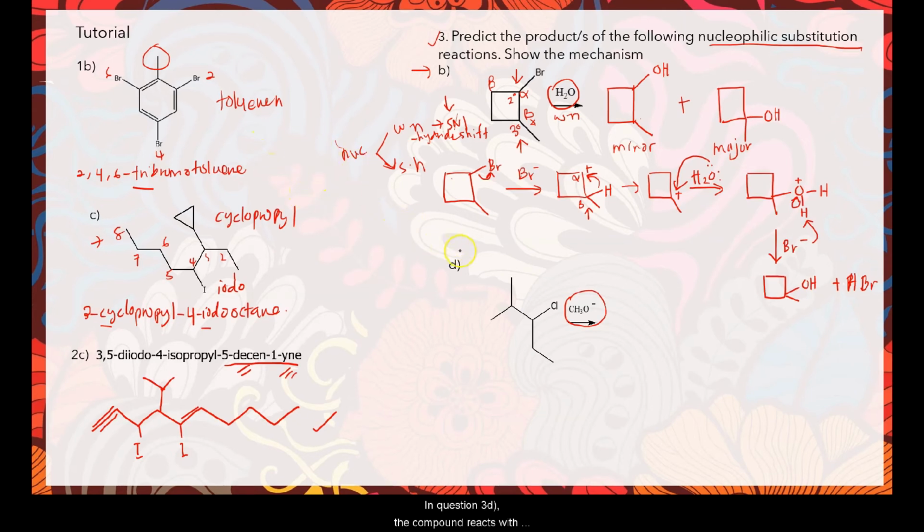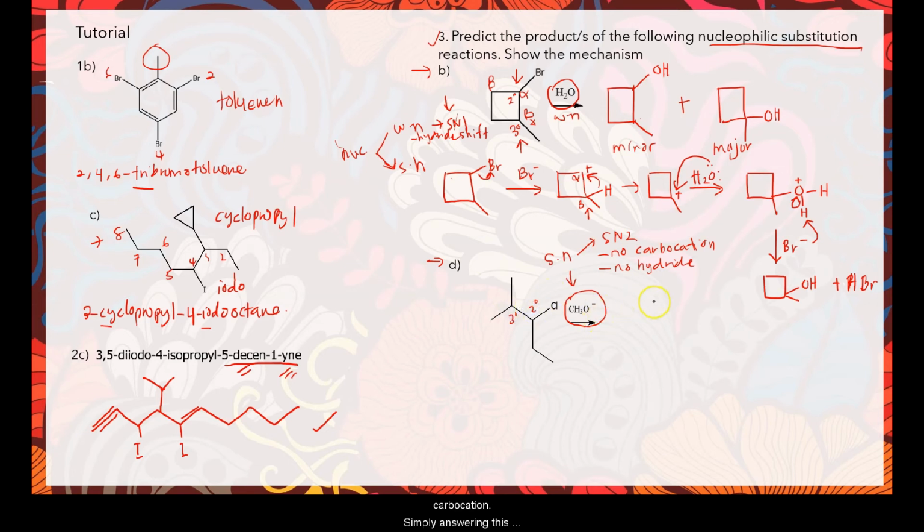In question 3D, the compound reacts with methoxide ion. If you revise the slide chapter, you will see that methoxide ion is a strong nucleophile, which means this reaction will go through an SN2 reaction. The SN2 will not involve the formation of a carbocation. In other words, no hydride shift happens despite the adjacent carbon being able to give a more stable carbocation.